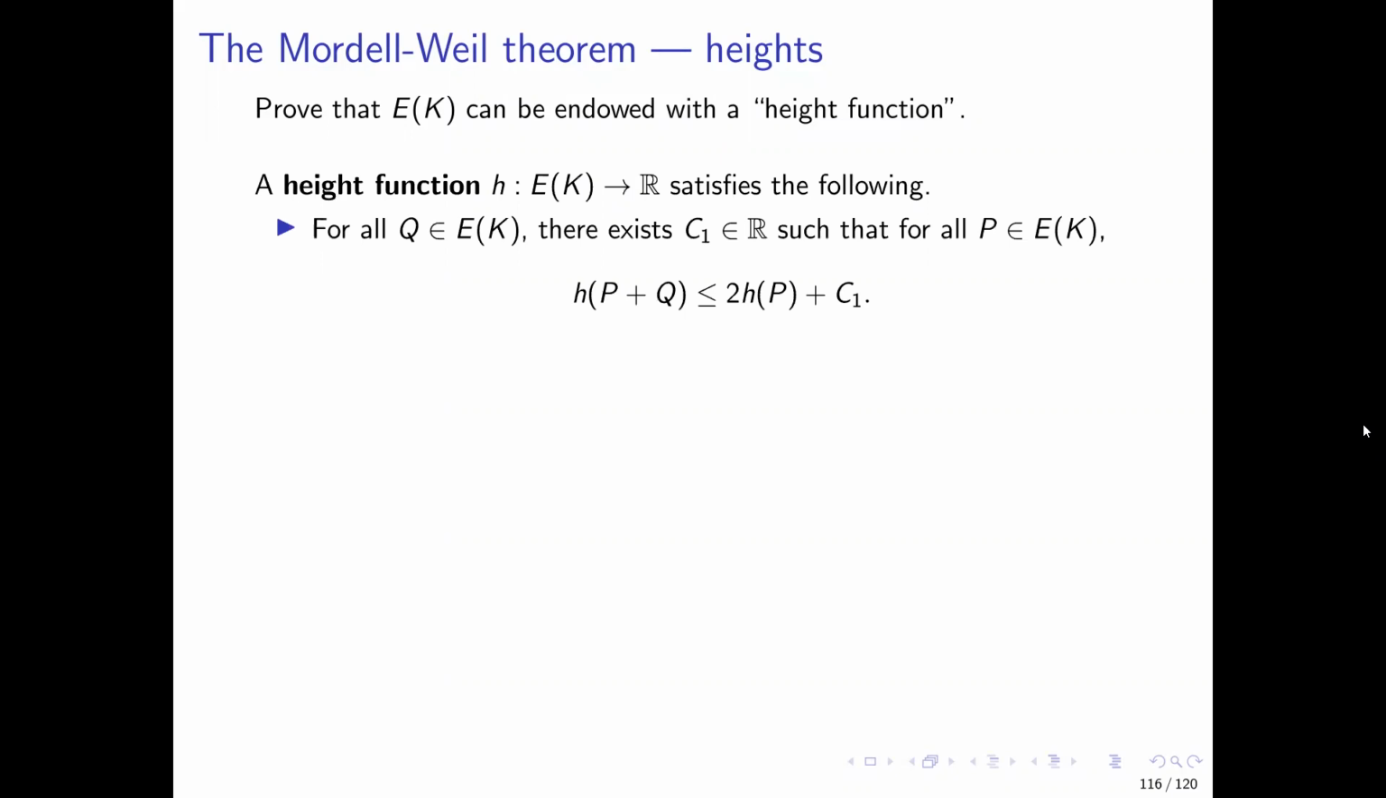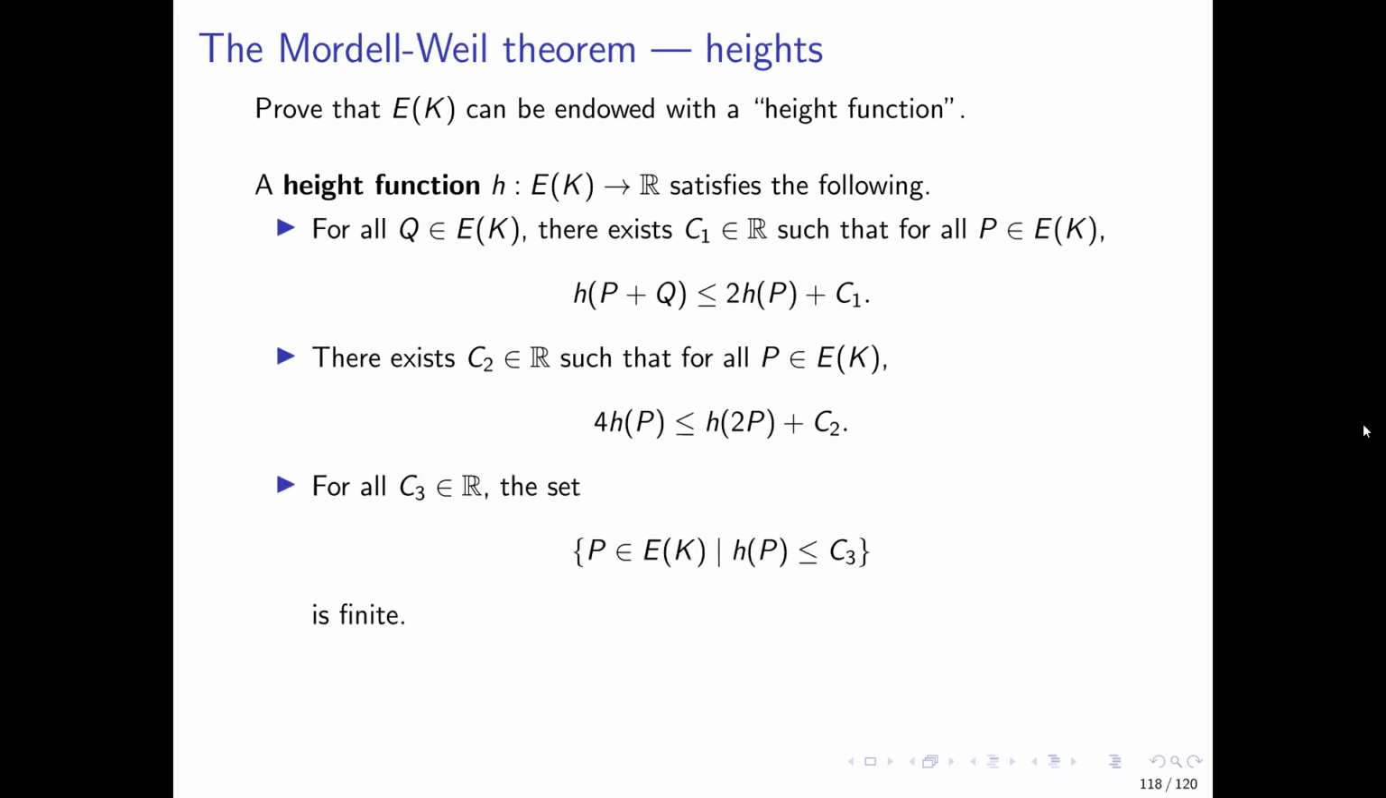First property being that if I fix a point q, then there is a constant such that for any p, the height of p plus q is basically 2 times the height of p, up to this constant, with that inequality. And then the second property is that there is a constant such that for any p, if I double the p and I look at the height, it's close to 4 times the height of p up to that constant. And the third property is that for any constant, the set of points with height at most that constant is finite. Okay, so a height function is just a thing satisfying these 3 properties.